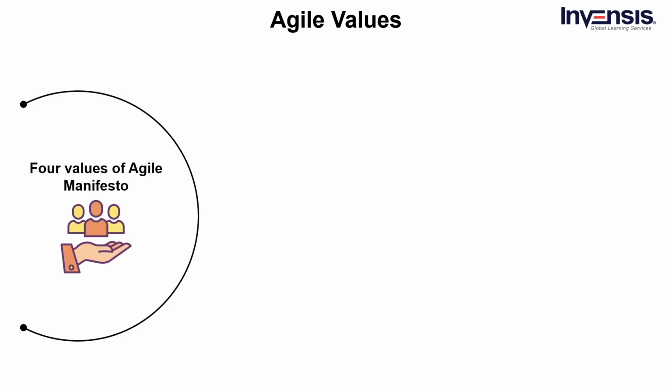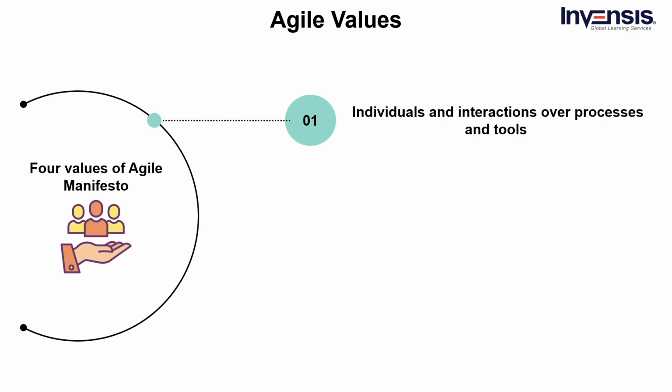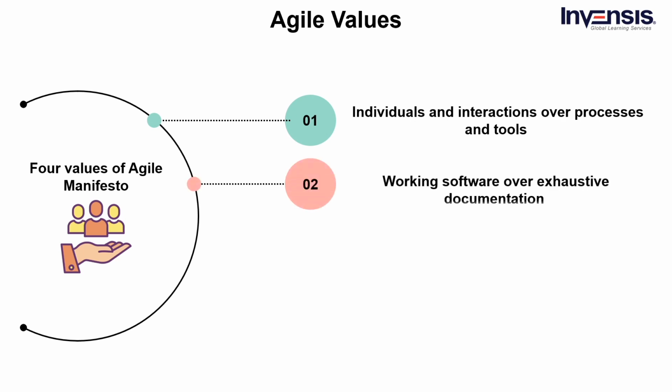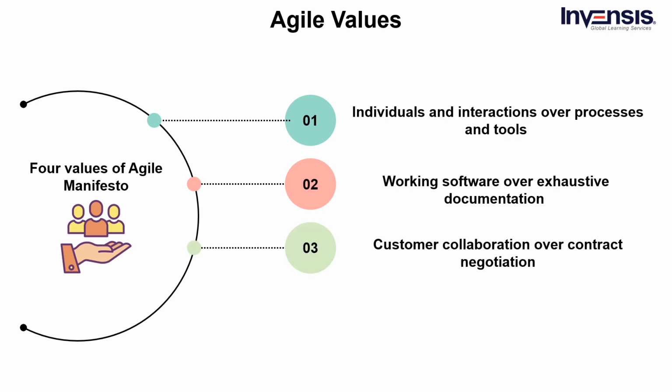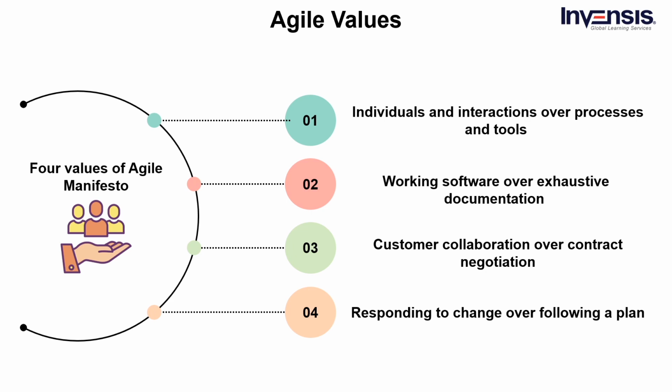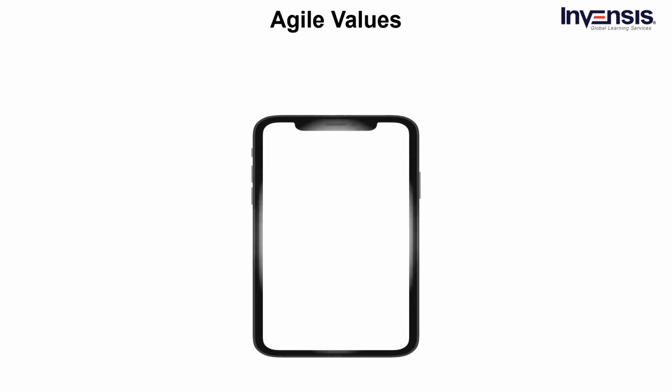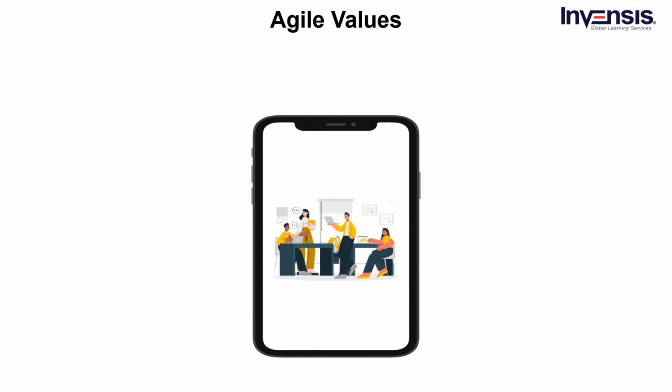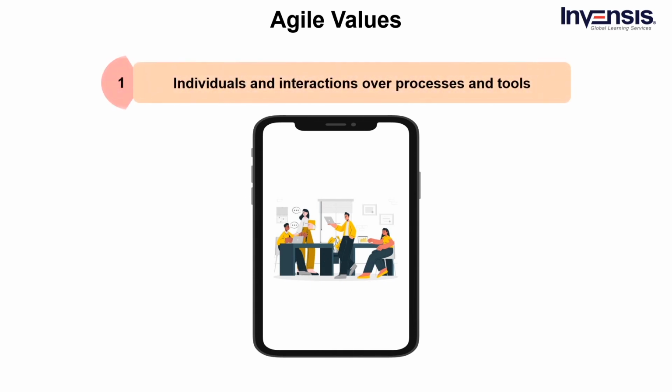The core values of the Agile Manifesto are: individuals and interactions over processes and tools, working software over exhaustive documentation, customer collaboration over contract negotiation, responding to change over following a plan. Now, we'll look at the brief description of each value of Agile. Individuals and interactions over processes and tools. The primary value in the Agile Manifesto is individuals and interactions over processes and tools.